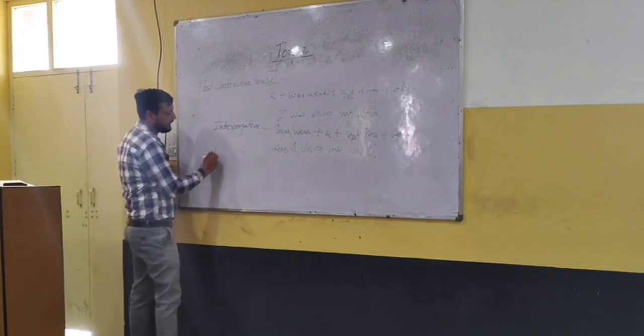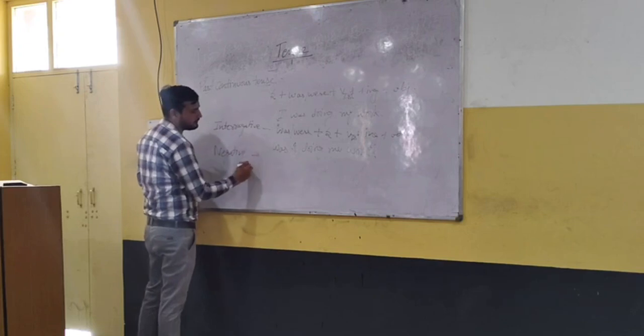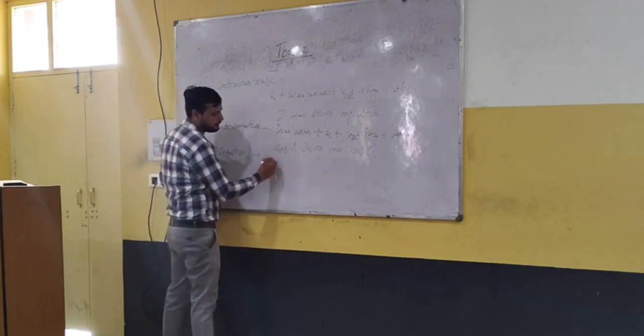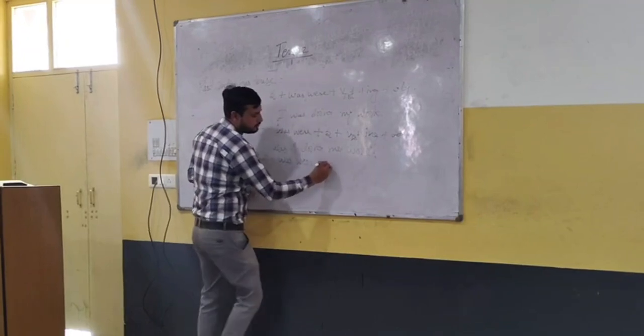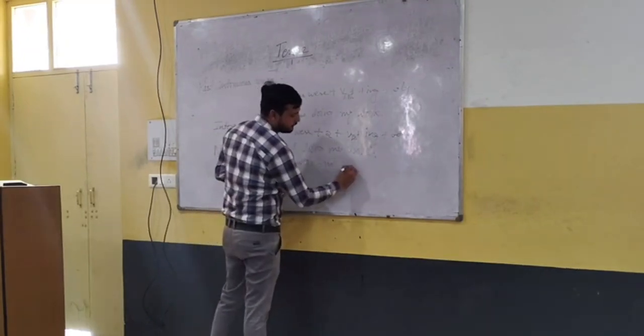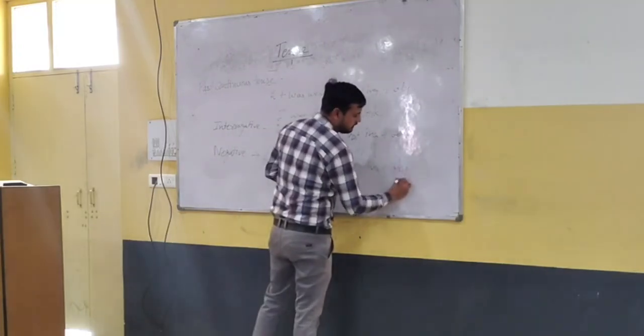Now you have to make the negative of this sentence. Subject plus was plus not plus verb first form plus ing plus object.